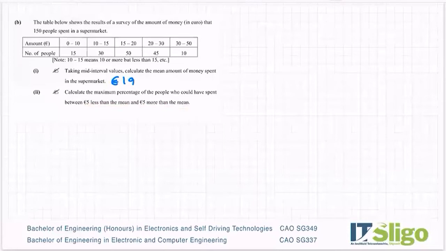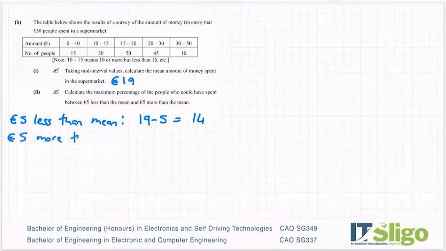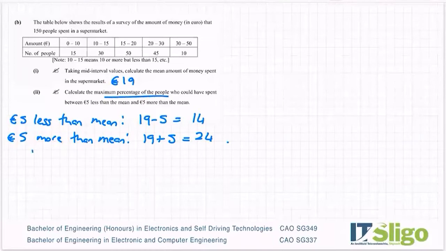Calculate the maximum percentage of the people who could have spent between 5 euros less than the mean. So 5 euros less than the mean is 19 minus 5, which is 14 euros. Okay, and 5 euros more than the mean is 19 plus 5, equal to 24 euros. Okay, so calculate the maximum percentage of people who could be between 14 and 24. Okay, so how many people?